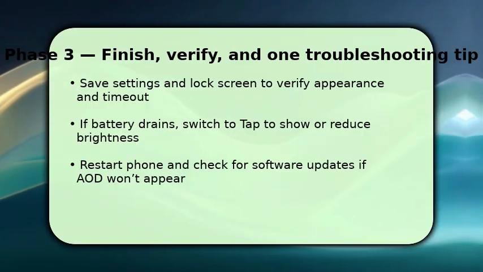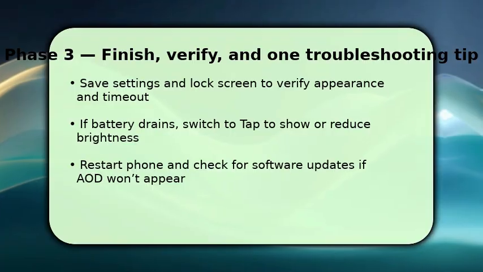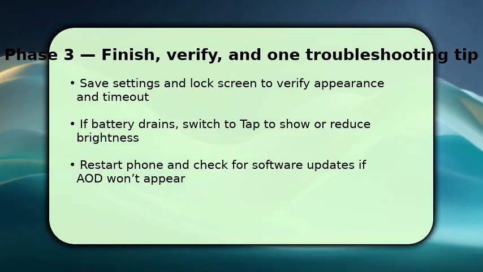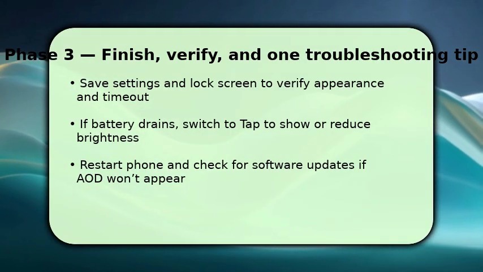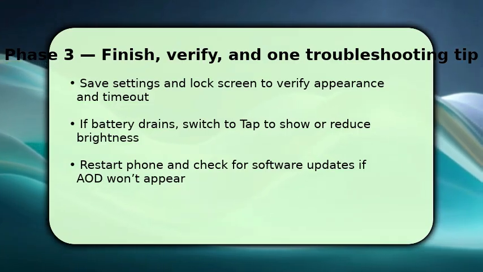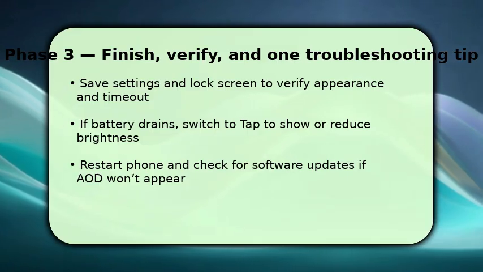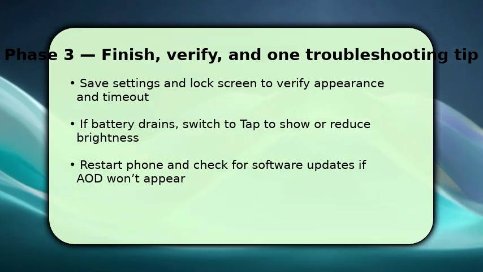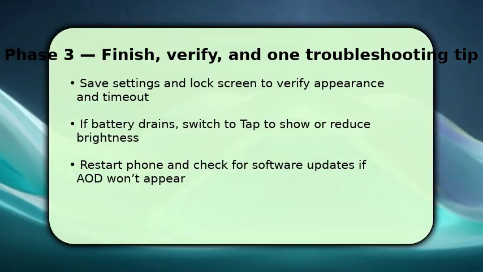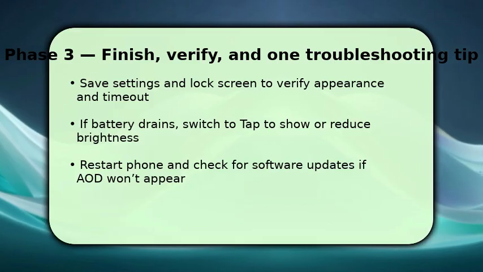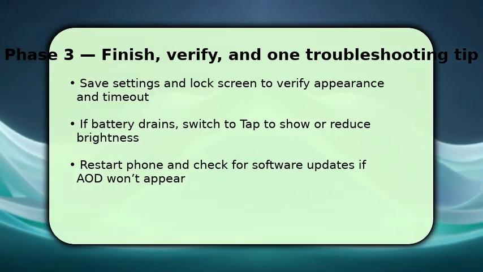If you notice unusual battery drain, switch the mode to tap to show or reduce AOD brightness. This balances visibility versus power. If the AOD does not appear, restart the phone and check for system updates, because firmware bugs can block it. One key troubleshooting tip: clear cache partition or update to the latest software. That often resolves stubborn display glitches.